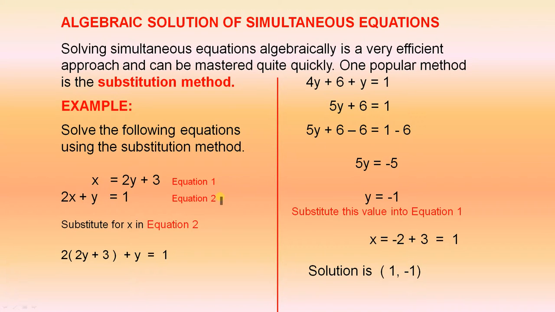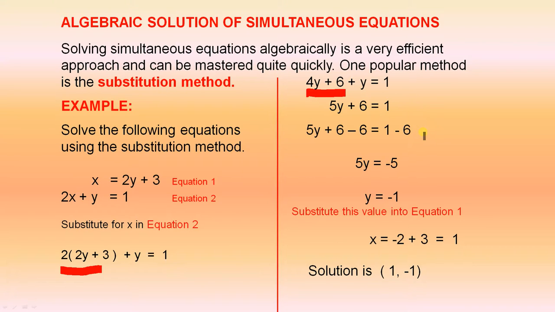Now I've named each of these equations, equation 1 and equation 2. Substitute for x in equation 2. So the 2y plus 3 is substituted in for x here, because that's the value of x. So 2 outside of 2y plus 3, plus y equals 1. 4y plus 6 plus y equals 1, because we've removed the grouping symbols. When we simplify that, we have 5y plus 6 equals 1.